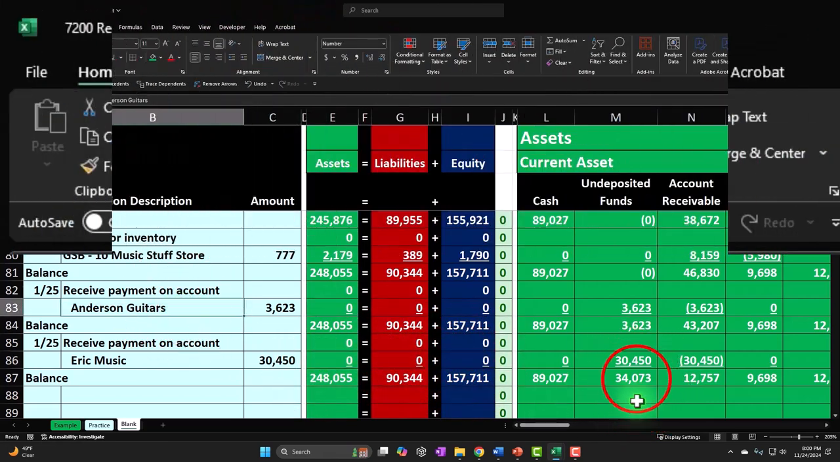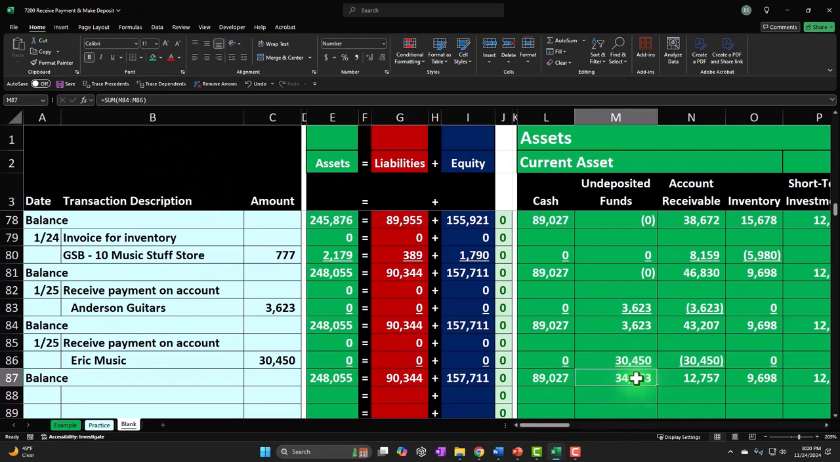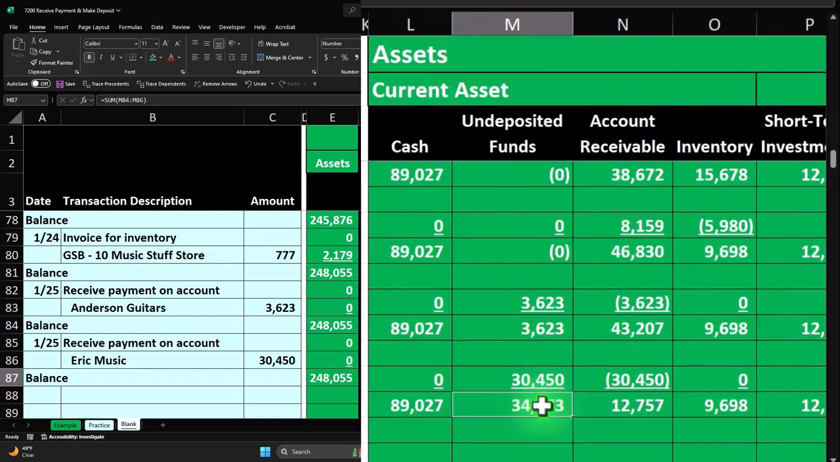All right, so now we've got this money in undeposited funds. Now we're going to imagine that's in the cash register. That'd be a lot in the cash register because those are big sales. But we'd have a similar situation if they paid us into an intermediary account like a credit card or a Stripe or possibly PayPal, which we then need to transfer from there to the cash account.